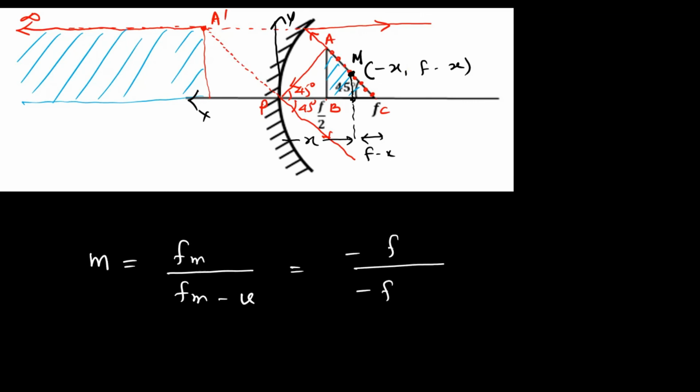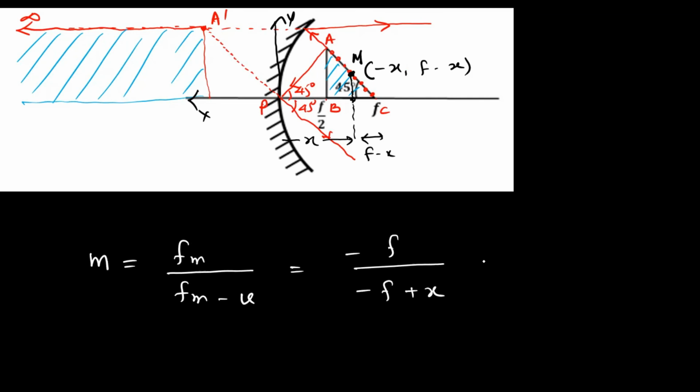Let me say this point is M. I want to write the magnification of that point, and the formula for the magnification is fm divided by fm minus u. Here fm is the focal length of the mirror and has to be written with sign. This f here is the magnitude of the focal length. For a concave mirror, the focal length would be minus f. Here minus f, and u is the x coordinate of the object, and positive x is towards the left, so the x coordinate would be minus x. So minus of minus x is plus x.